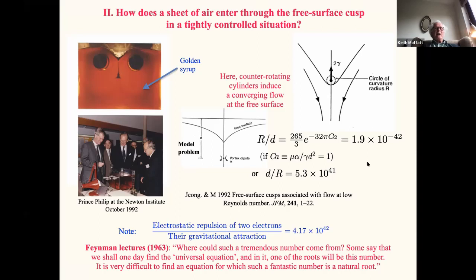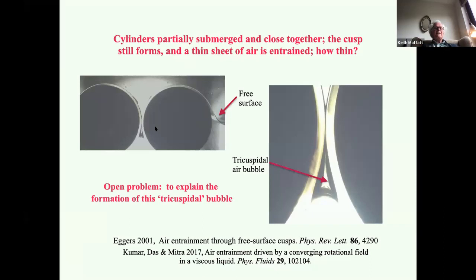Okay, now what happens if you bring the cylinders very close together? And here is a picture I took back of this experiment back in the 1990s. Here is the very thin sheet of air that is drawn through the cusp. And this is a phenomenon that was considered by Eggers in a very nice paper in 2001. This thin sheet of air could be analyzed, I'm sure, by lubrication theory. However, it leads to the formation of what I describe as a tricuspidal air bubble, three cusps, here, here, and here.